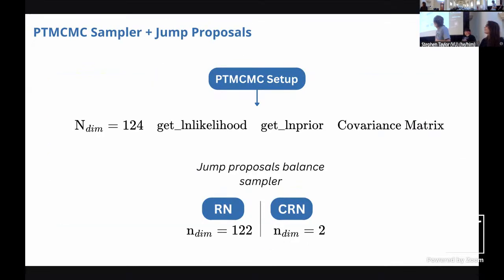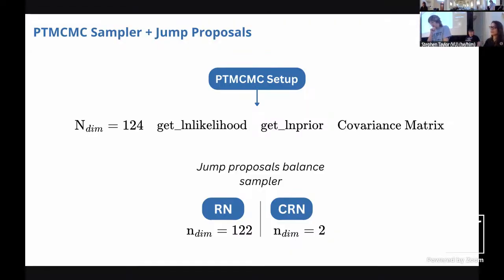Then I had to set up my PTMCMC sampler. We had 61 pulsars, so our total number of dimensions is 124, because we have the amplitude and gamma for each pulsar for the red noise, and then you have the amplitude and gamma across all the pulsars, which is 2 dimensions. Then you just have the enterprise log likelihood, the log prior, and then you start with the covariance matrix. Each dimension is independent of one another, so you start with the diagonalized covariance matrix.